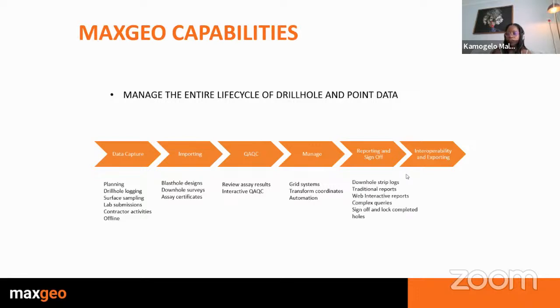And we have reporting and sign-off, where you can have your downhole strip logs and your normal reports that you can export out of DataShed 4 and do the sign-off. And you can have complex queries in there, where you can query your data to see how many holes were drilled in 2010, which of those holes were abandoned or completed, and what were the reasons. You can even put comments in there.